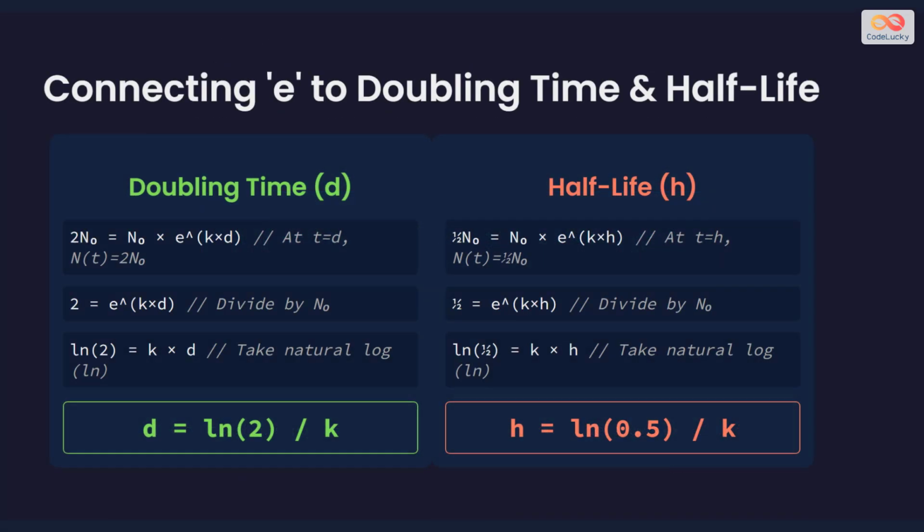So how do these formulas connect? Through some simple algebra using natural logarithms. For growth, the doubling time, d, is equal to the natural log of 2, divided by k. For decay, the half-life, h, is equal to the natural log of 0.5 divided by k. This allows us to switch between the easy-to-understand half-life model and the more universal, e-based model.